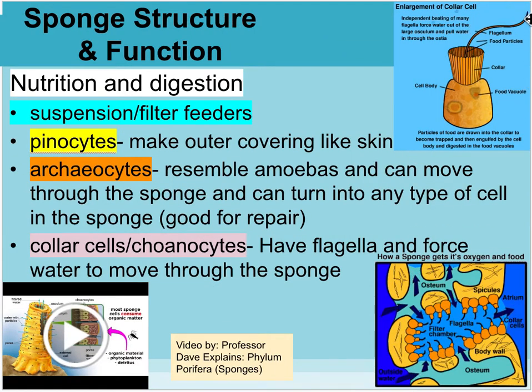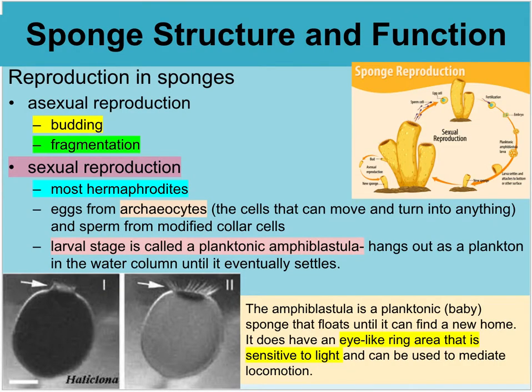So if we back up and look at their collar cells, it looks like, oh yeah, this could turn into a sperm, and it does. And that ends up being the sperm, and then the eggs come from the archaeocytes.